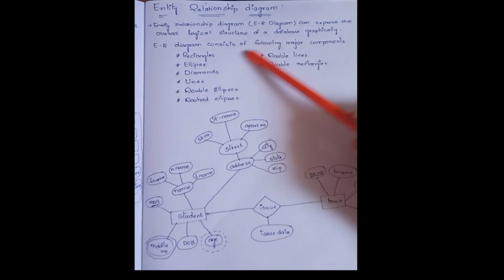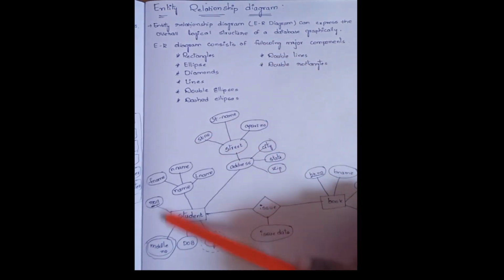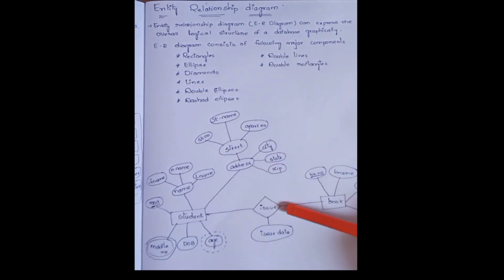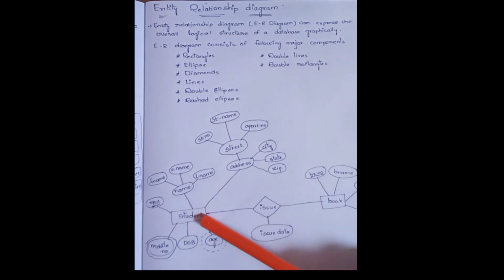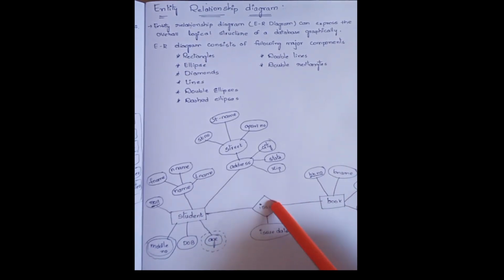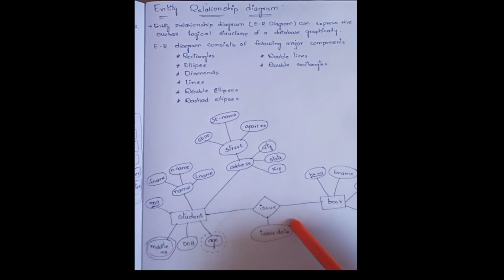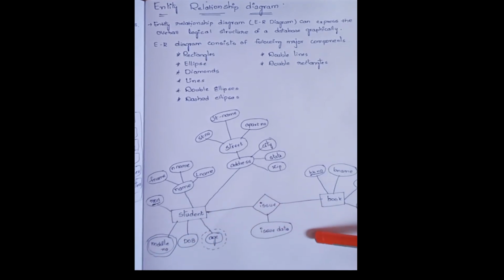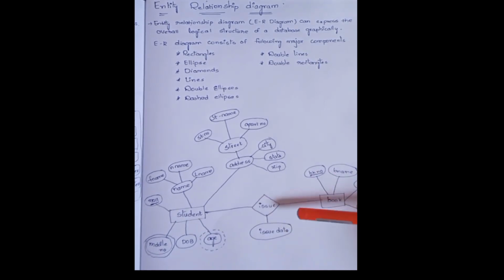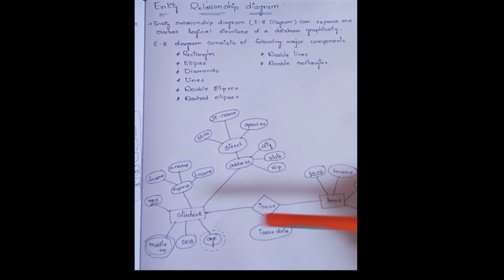This concept will be clear if you go through one example. See, this is one example which is very simple, which we have already discussed in the earlier videos also. Here student is one entity, and book is another entity, each enclosed in a rectangular box. This is issue, kept in a diamond box, which denotes the relationship. We already discussed that issue denotes the relationship between the student entity and the book entity, right? In the last video we discussed this.